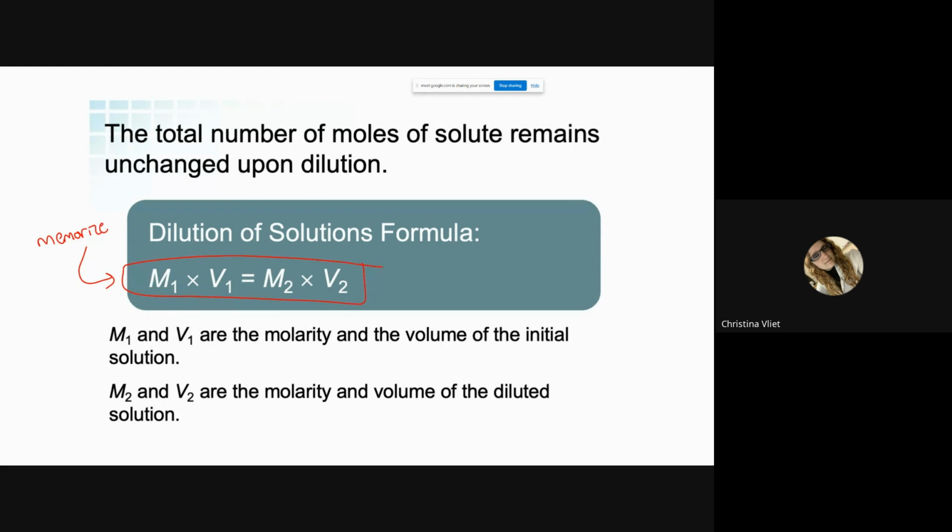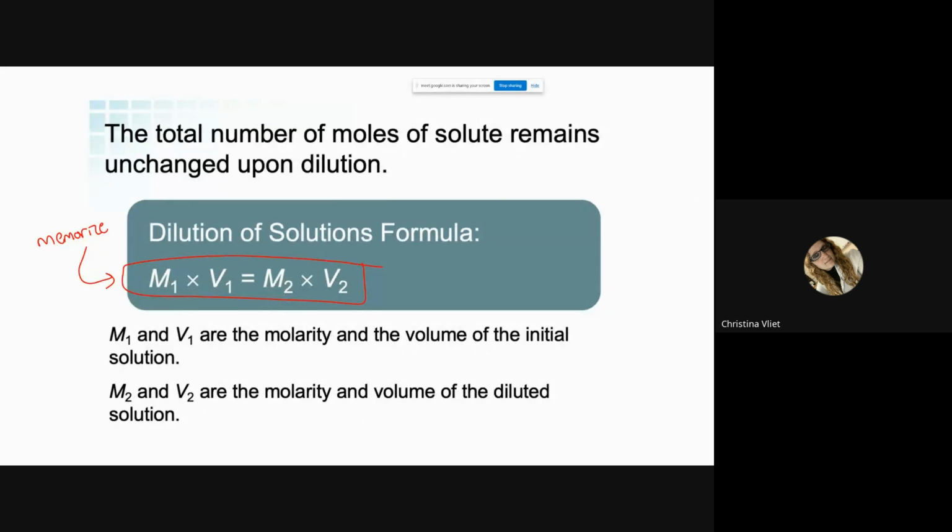This is the formula that you use when you add water to a solution to change its concentration. That's what it's called, the dilution of solutions formula. What you're going to notice is the difference between this formula and the one that you had before for molarity: in this you've got two volumes or you have two concentrations.